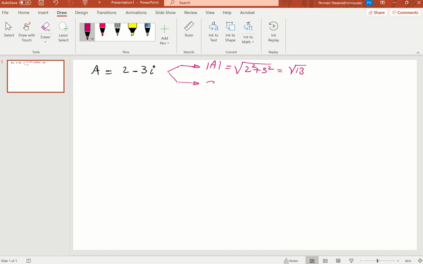So it's going to be this number. And the phase angle, as I talked about in the previous class in part 1, is arctangent of minus 3 over 2. So in MATLAB this is going to be the ABS command, ABS of 2 minus 3i, as I did in the previous class.